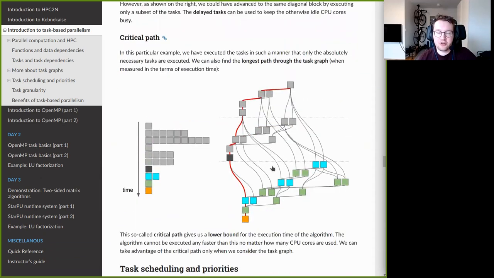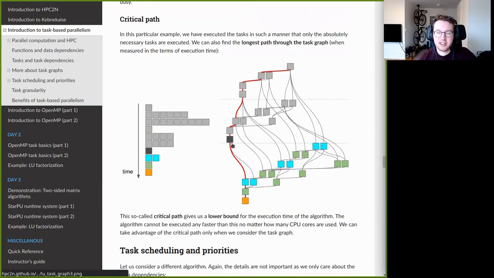Then there is a very nice concept that I will discuss next, which is that in this illustration, we have advanced along the task graph to this task here by executing only the tasks on which this task depends, and on which those tasks depend. So these tasks here do not in any way feed any information to this task or any of these dependencies. And what I've marked here in red is the longest path through the task graph when measured in terms of execution time. And this is called the critical path.